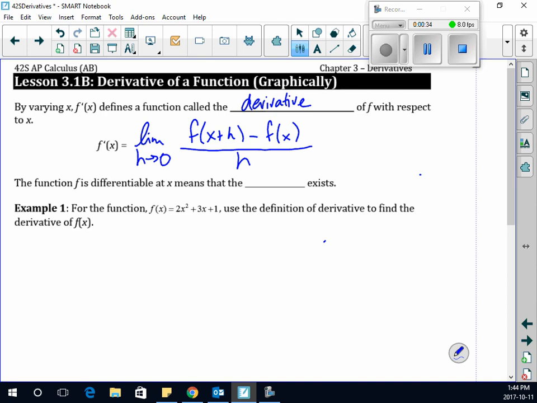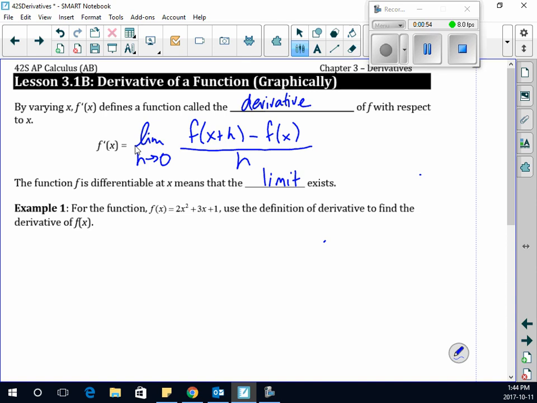The function f is differentiable at x means that the limit exists. Okay. So you should be very good at this point at finding the derivative using the definition of derivative. So you want to try this?